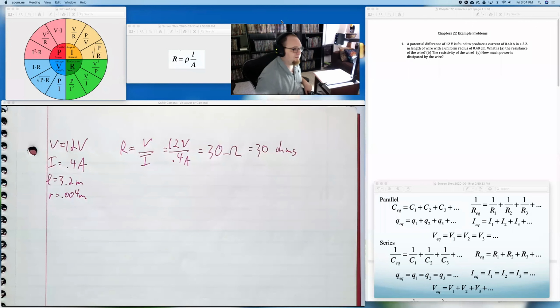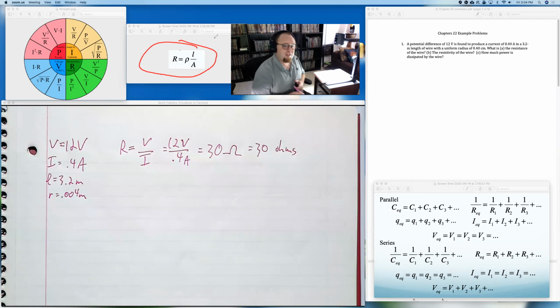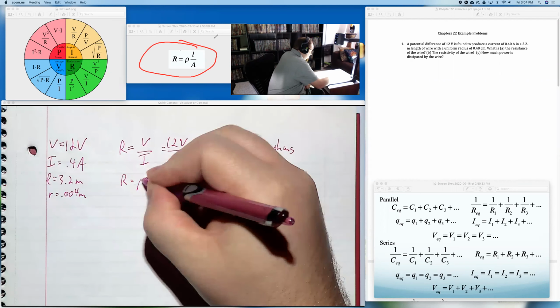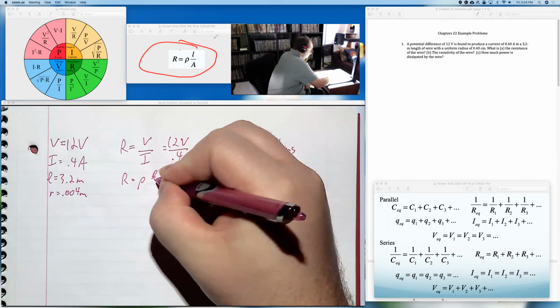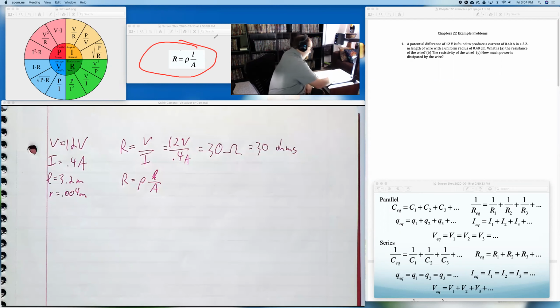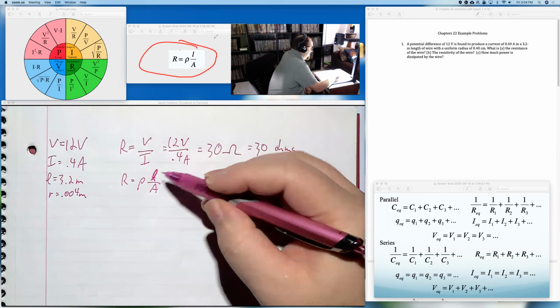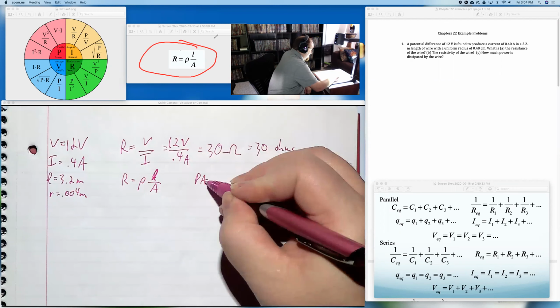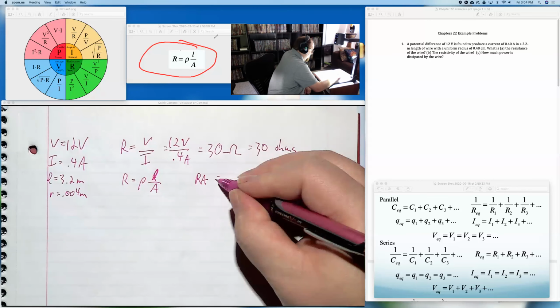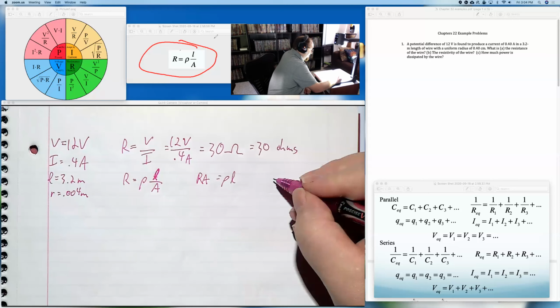Okay, part B. What's the resistivity of the wire? Well, resistivity, which uses the symbol rho, is going to follow from this equation right here: resistance is resistivity times length over area. Normally I do a lowercase l. So if I want the resistivity, I'll multiply both sides by the area and then divide both sides by the length.